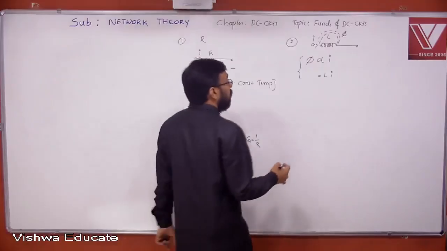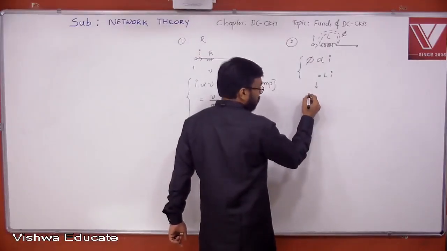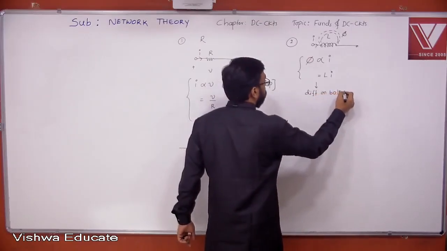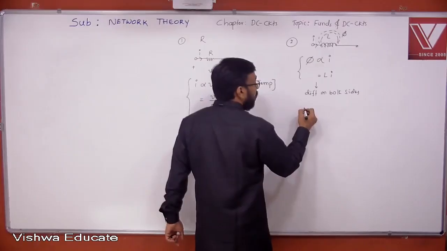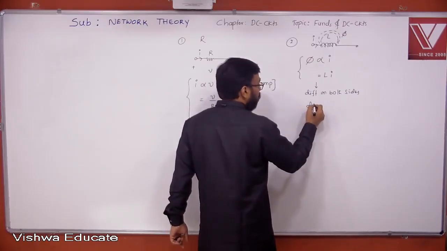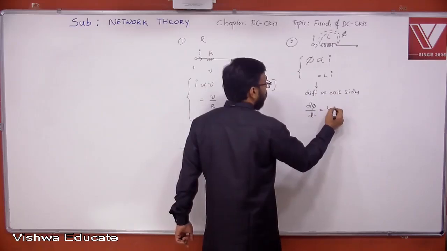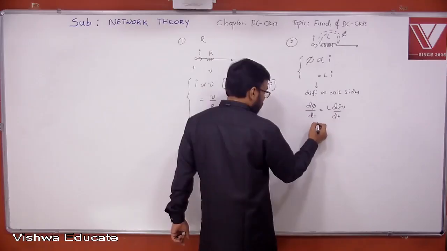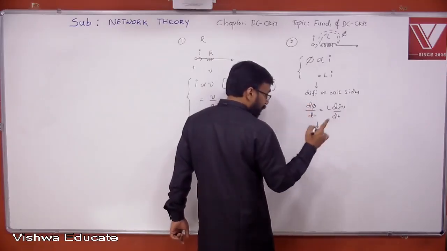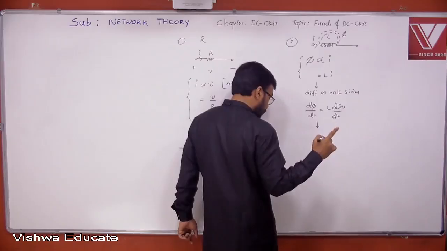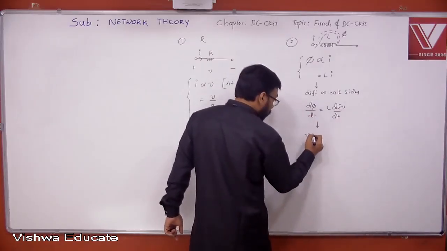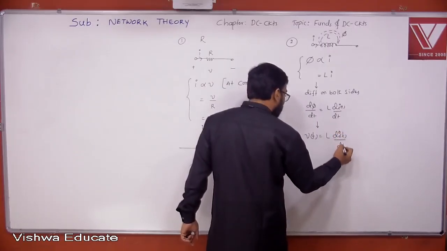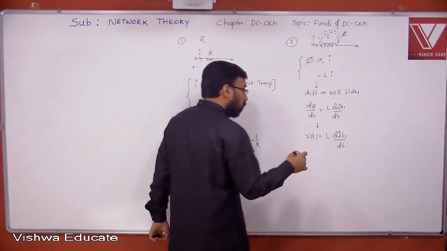You can define that. And if you differentiate on both sides, what do you get here? d phi by dt is equal to L into di by dt. What is d phi by dt actually here? Time rate of change of flux is nothing but EMF. EMF is nothing but the voltage. So voltage v of t is equal to L into di of t by dt. So this is also Ohm's law. Understand?